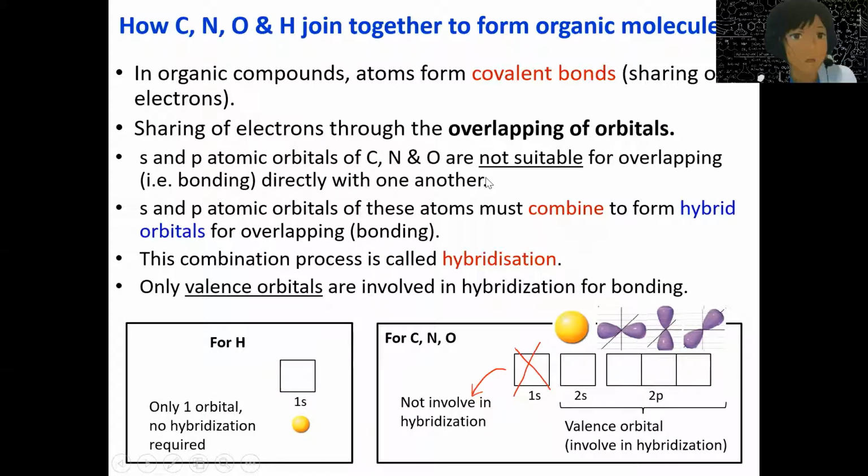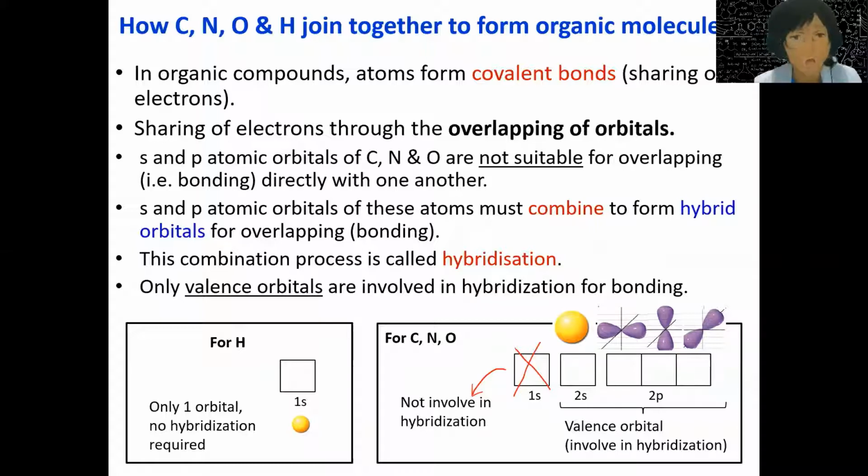In organic compounds, the atoms form covalent bonds, which are formed from the sharing of electrons. For the sharing of electrons, it can be done through overlapping of orbitals. The s and the p atomic orbitals of carbon, nitrogen, and oxygen are not suitable for overlapping directly with one another. So the chemists came up with a theory that states that the s and p atomic orbitals of these atoms must combine to form hybrid orbitals for overlapping. This combination process is called hybridization.